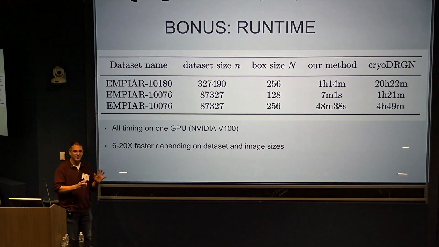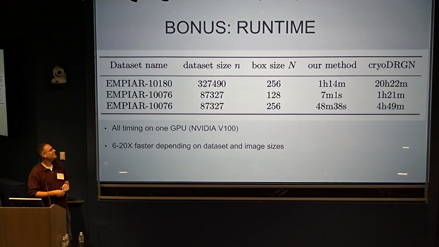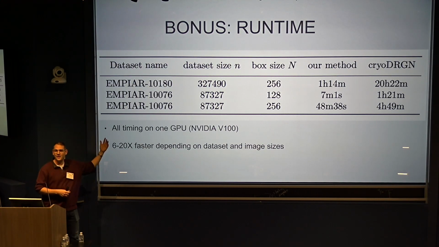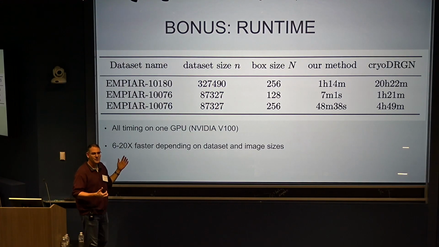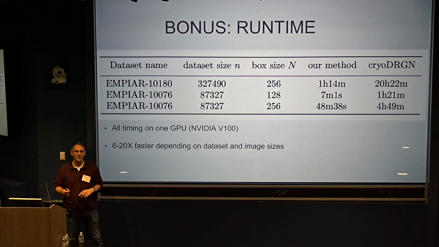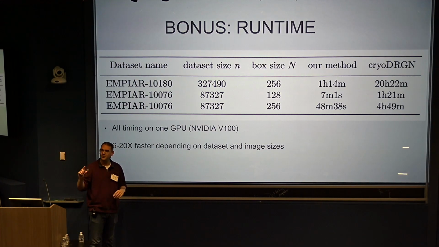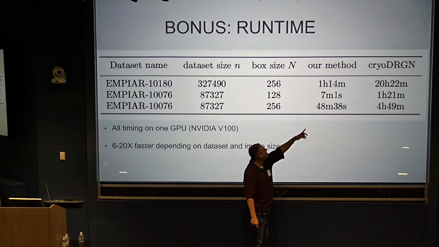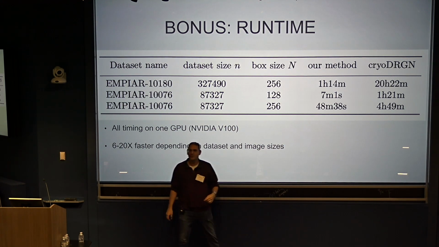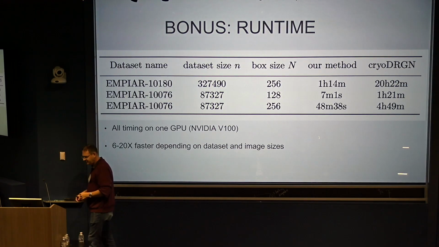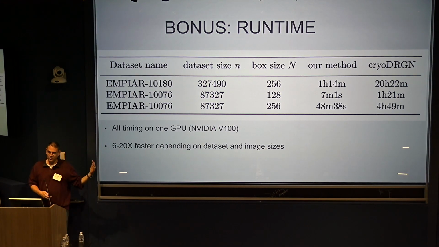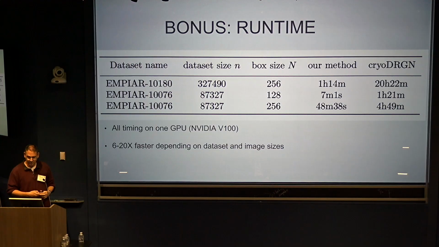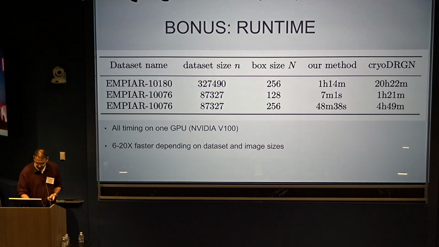I'll show you later a more comprehensive study. There is also a bonus in runtime. Since all we do is, and we do have like 10 minutes, so I can tell you a bit how we do the PCA and so on. These are numerical linear algebra. So on a single GPU, it takes somewhere between 10 to 20 times less time to do the steps of Recover compared to CryoDragon. Okay, so let me now switch back here.